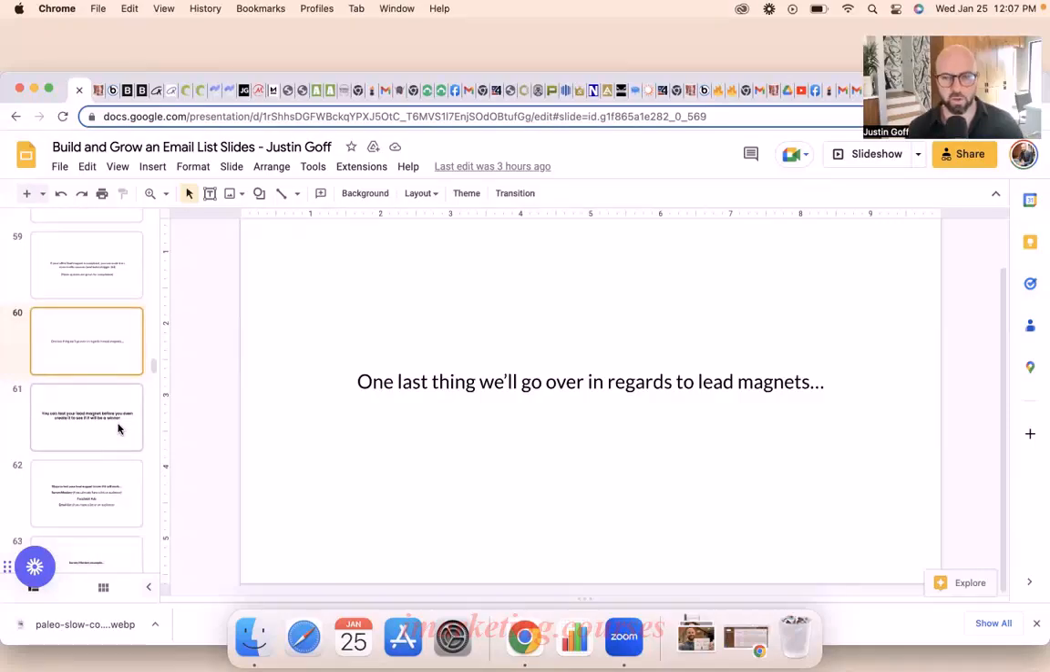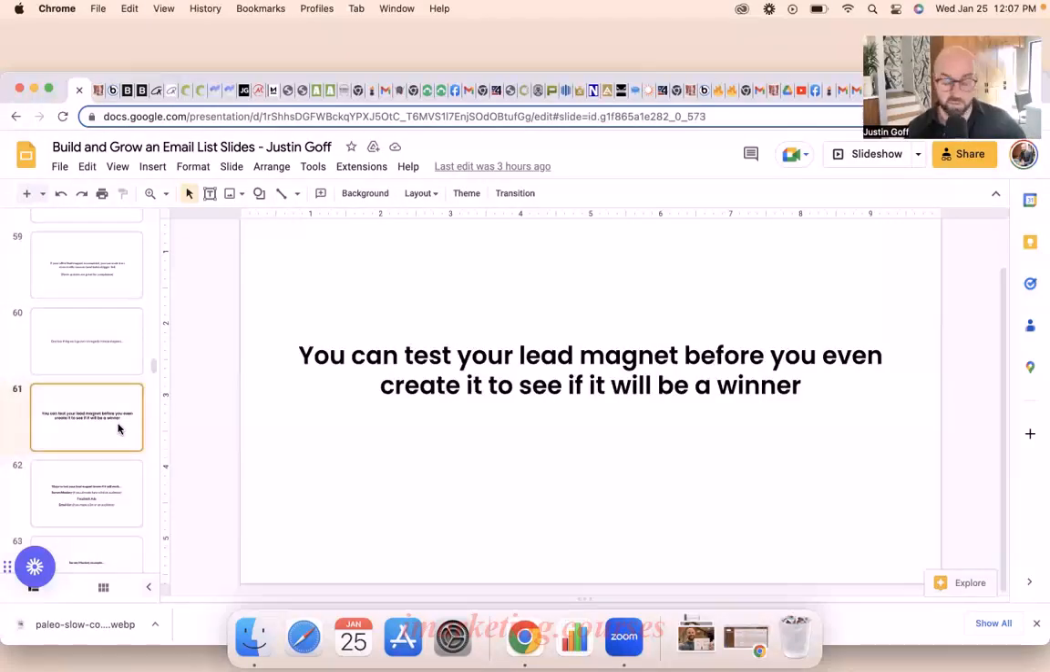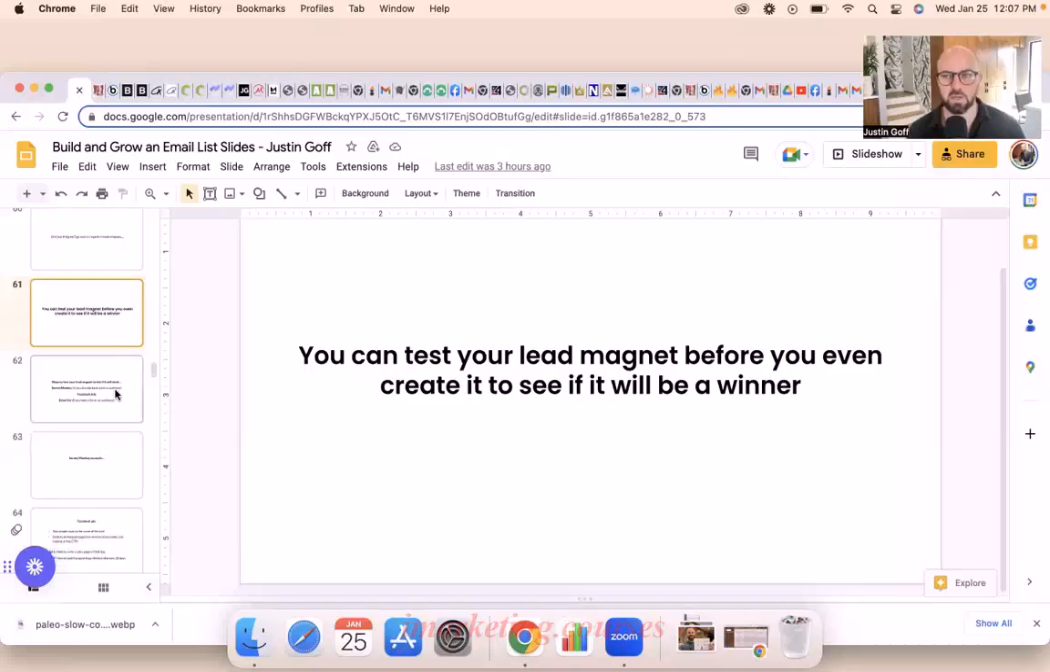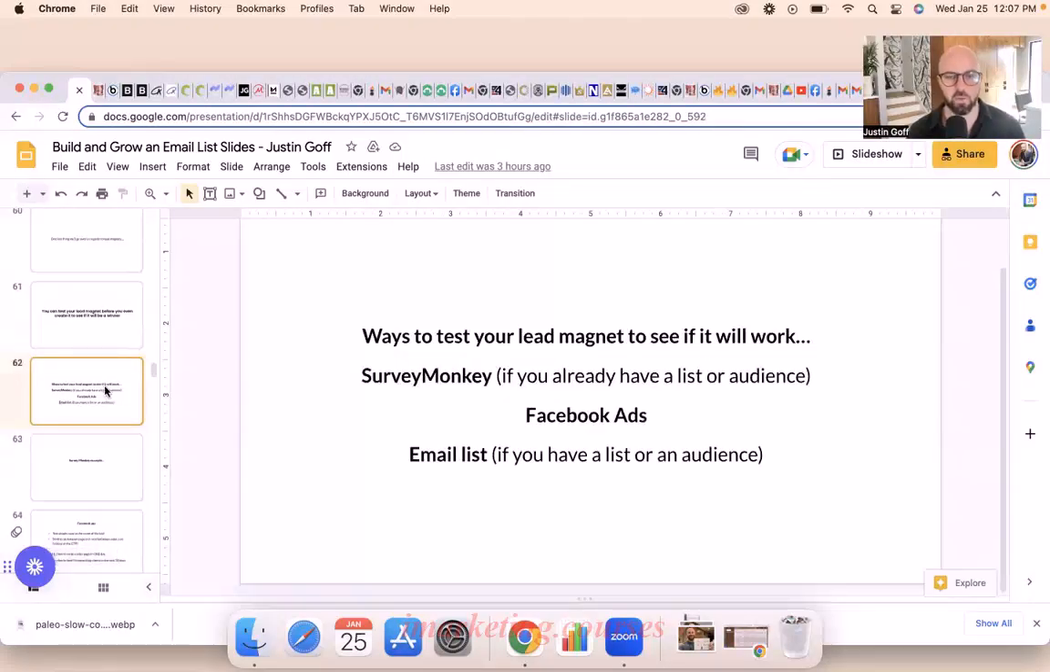One last thing we'll go over with lead magnets. This is actually really, really cool, and a lot of you guys will like this. You can test your lead magnet before you even create it to see if it's going to be good. I've done this a ton of times. I'm going to show you a couple different ways you can do it. So there's 3 ways you can do it.